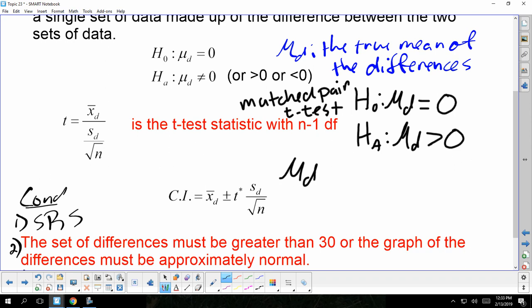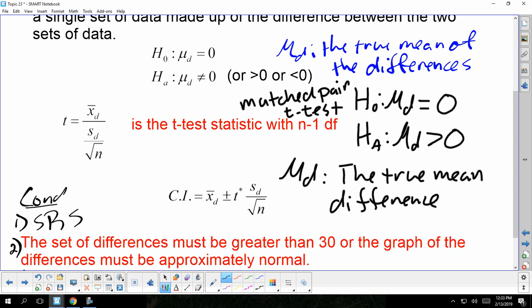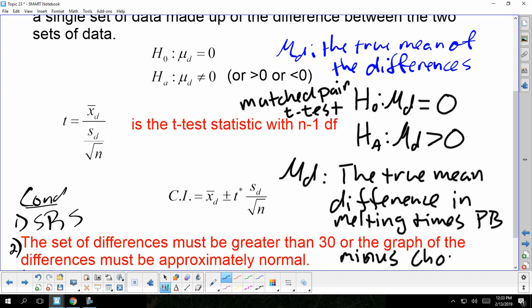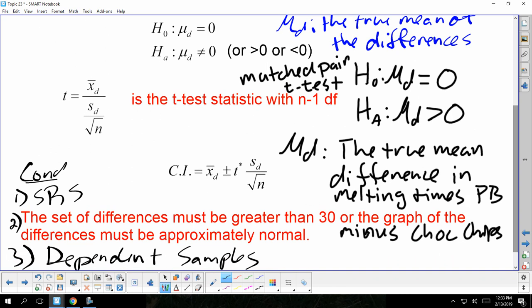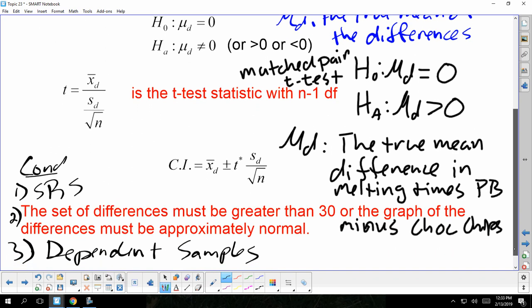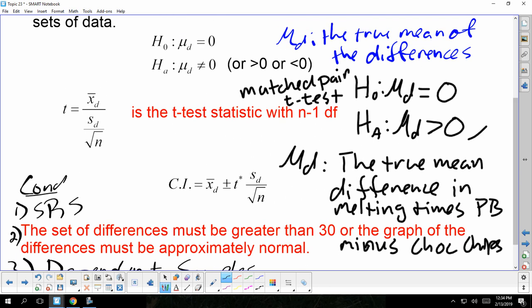And the mean of the differences is the true mean difference in melting times, PB minus chocolate chips. And then our conditions down here. Right? So here's always our conditions. And we'll test this with a 5% significance level.